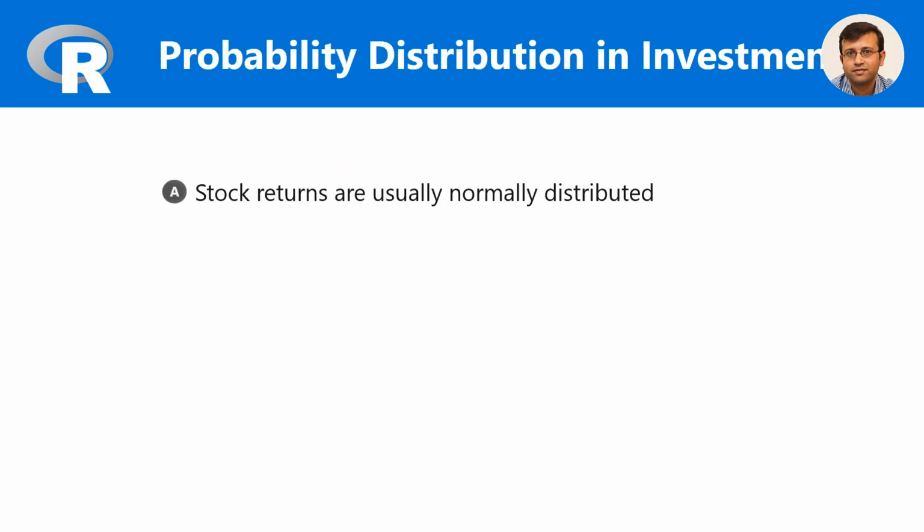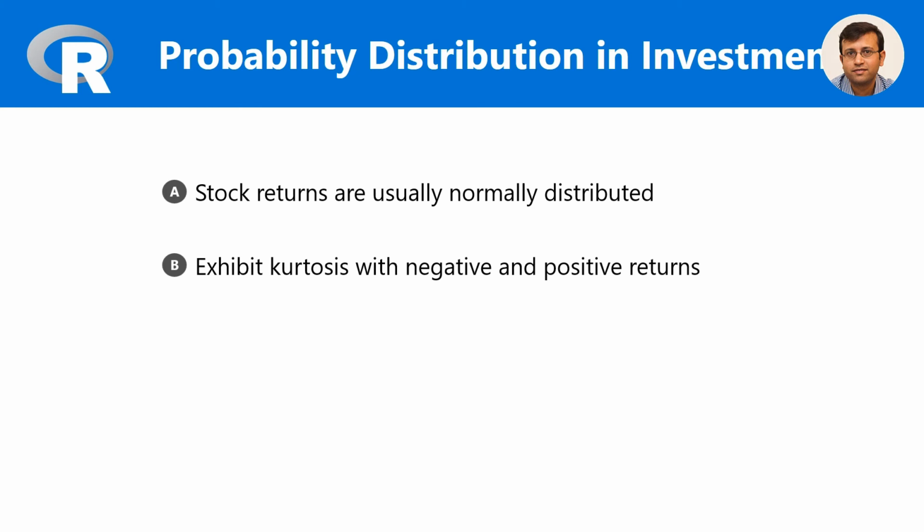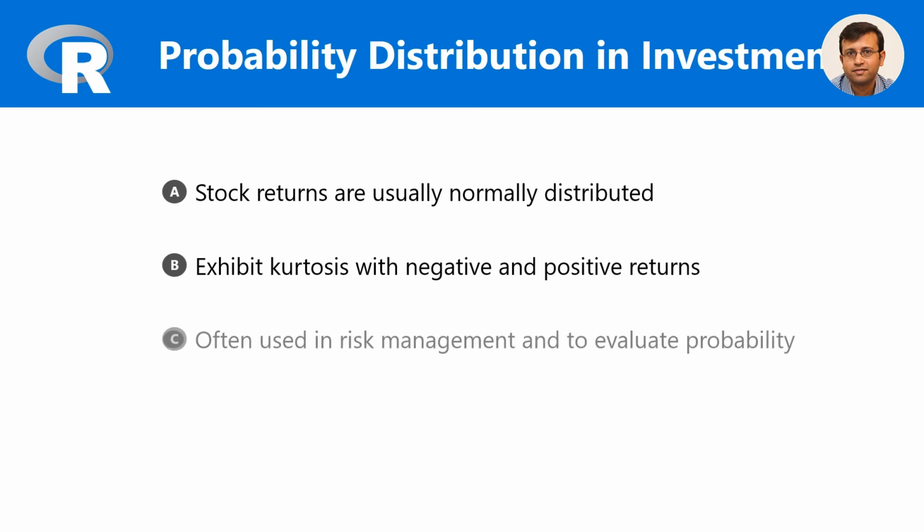Stock returns are often assumed to be normally distributed, but in reality they exhibit kurtosis, with larger positive and negative returns than would be predicted by a normal distribution. Probability distributions are often used in risk management as well as to evaluate the probability and amount of loss that an investment portfolio would incur based on a distribution of historical returns.